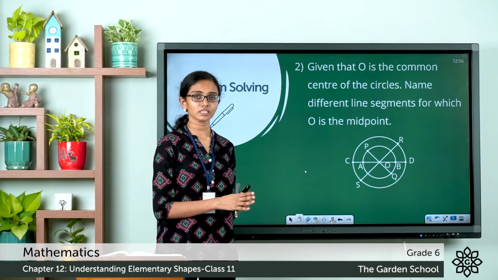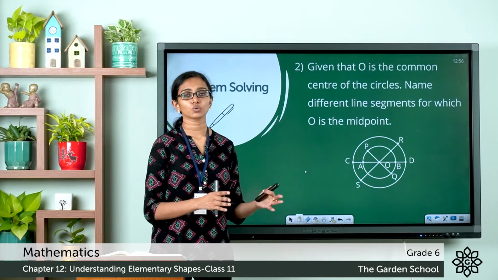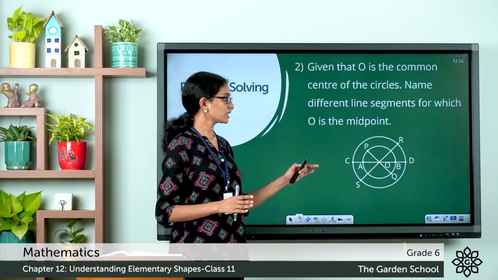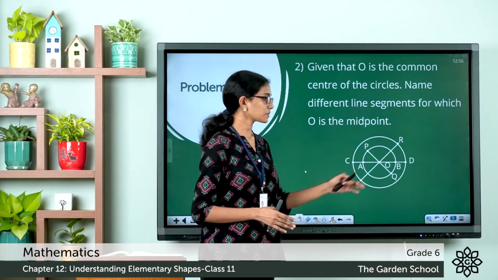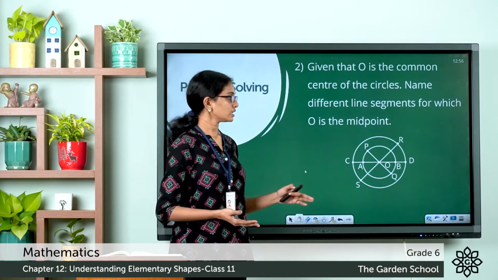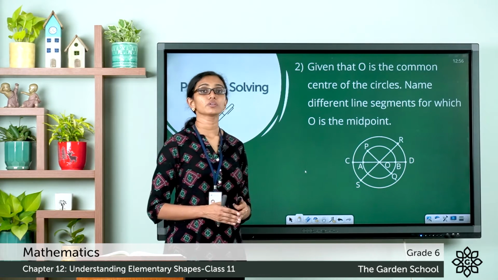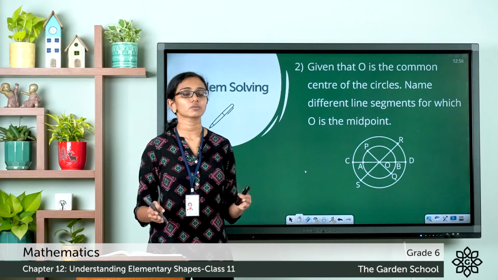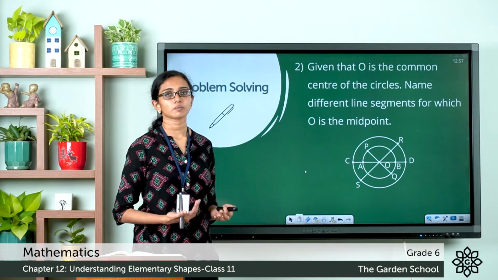So a midpoint means a point which divides the line segment into 2 equal halves or 2 equal parts. So I'll show you an example. Take line segment PQ. So this line segment PQ passes through the center O of the circles. Then the point O divides the line segment PQ into 2 equal halves or 2 equal parts. So O is the midpoint of line segment PQ.